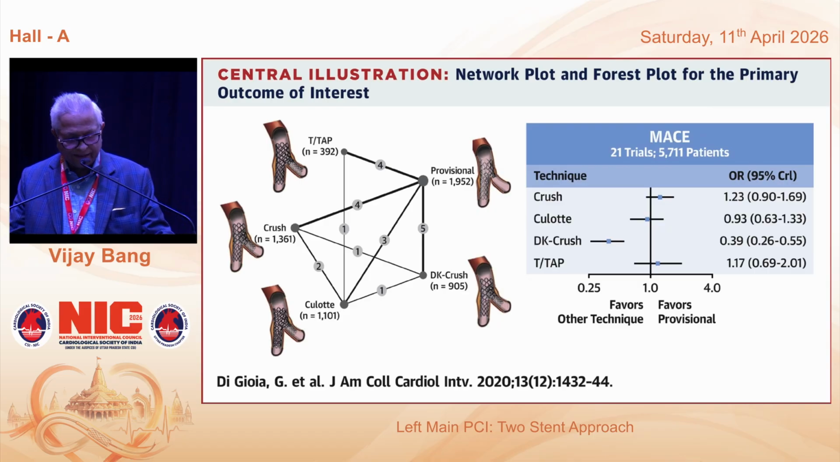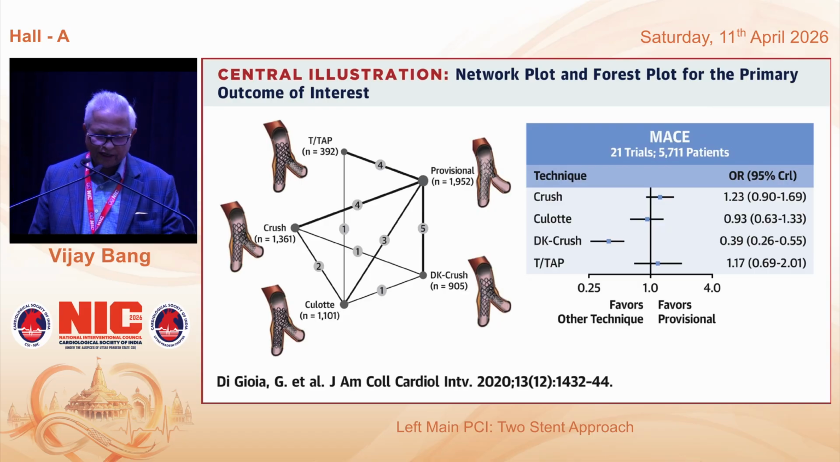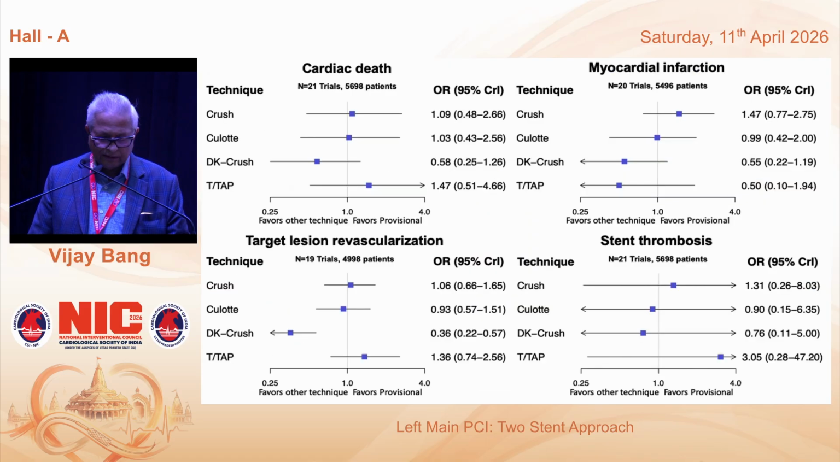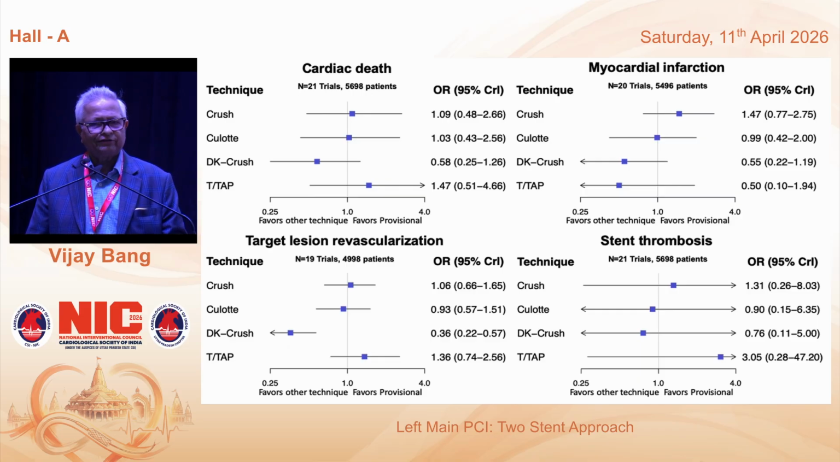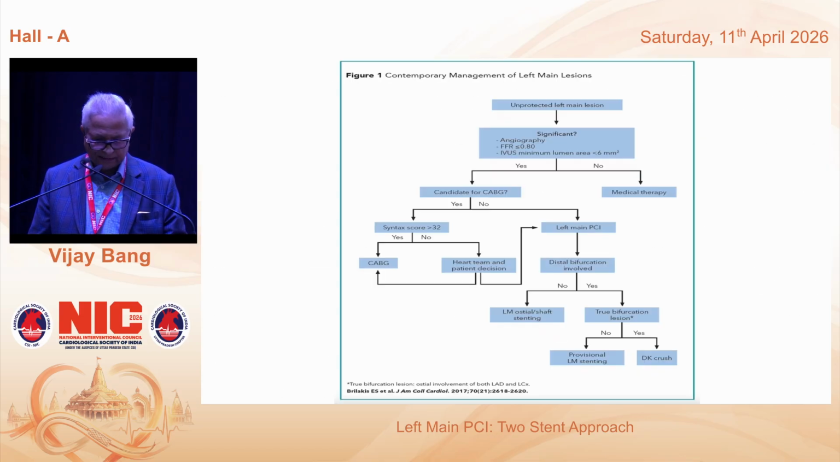What are the trials saying? Trials say that if you look at the MACE rate, the lowest MACE rate is with the DK crush. We can see that very clearly, no doubt about that. Then coming to cardiac death, myocardial infarction, target vessel revascularization, stent thrombosis, all the trials are in favor of DK crush. So DK crush upfront strategy, if it is there, DK crush should be considered. It cannot be used as bailout, as I said multiple times.